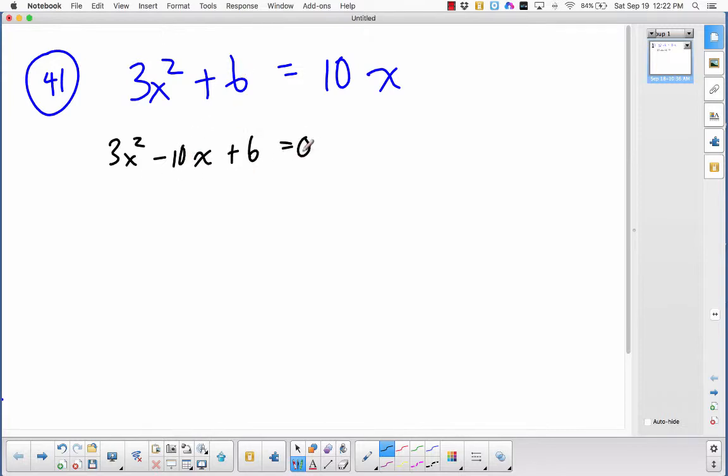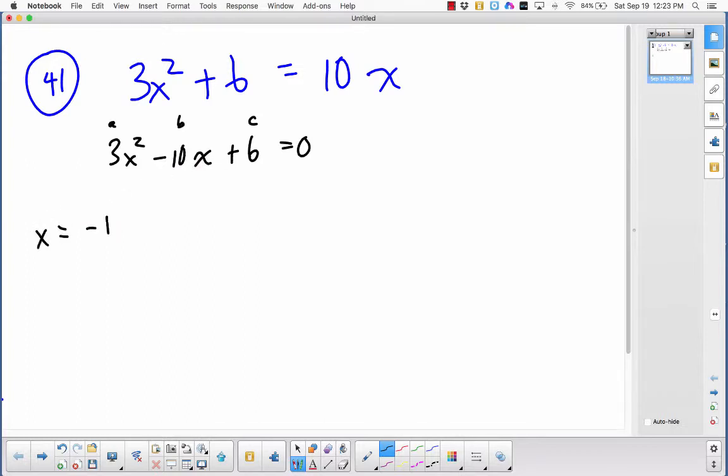Now that I have it equal to 0, I know that this is A, and this is B, and this is C. If I were to try and factor this, which is a way to solve this equation, I'd need to look for two numbers that multiply to 18 and add to 10, and there aren't any. So I can't factor it, so I'm going to use the formula.